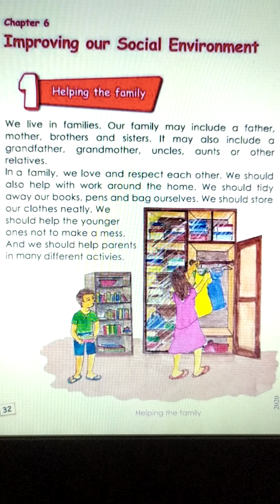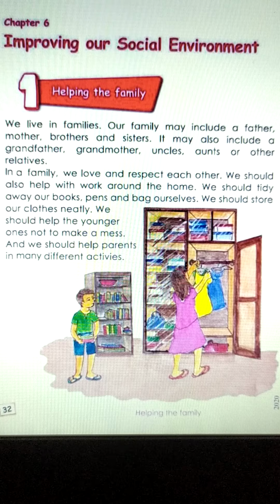We should help the younger ones not to make a mess. That means when you have a younger brother or sister at home, they are very small, they don't know what to do, and sometimes they can make a mess. So you have to take care of them and make them understand, or help them so that they can't make a mess. And we should help parents in many different activities. There are some other activities at home. We can also help them.